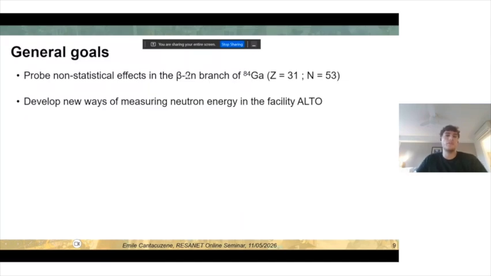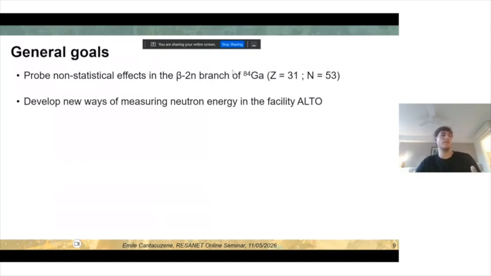So up until now, I've only talked about beta-delayed one-neutron emission, but if you have a higher Q value, well, nothing stops you to have two-neutron emission, 3 or even 4-neutron emission in some very rare cases. And why did we use gallium-84? Well, it's because it's a relatively easy isotope to produce that still has a pretty high probability to emit 2 neutrons after the beta decay, and it's very close to nickel 78. So basically, it's the perfect candidate to study these non-statistical effects for this branch.